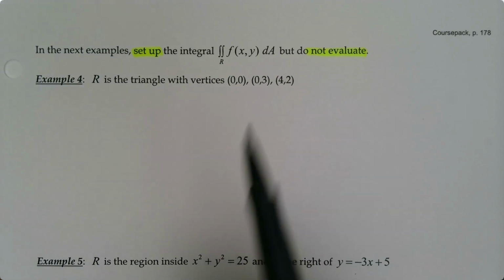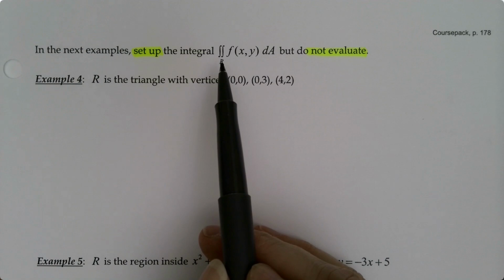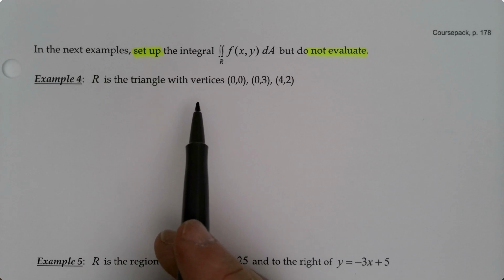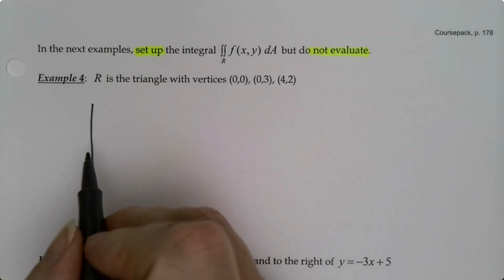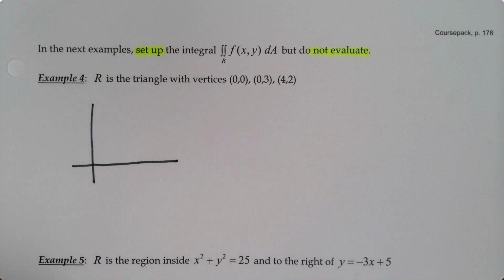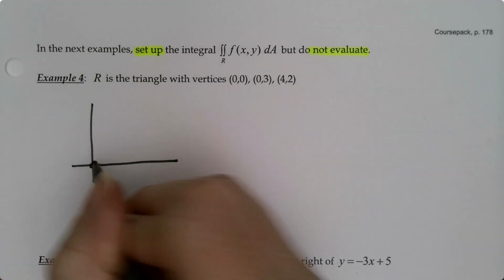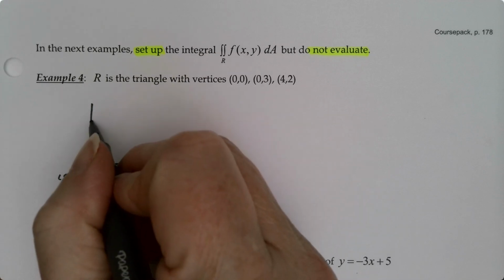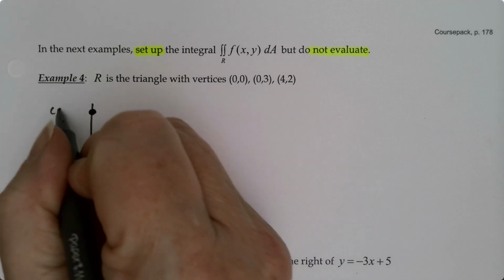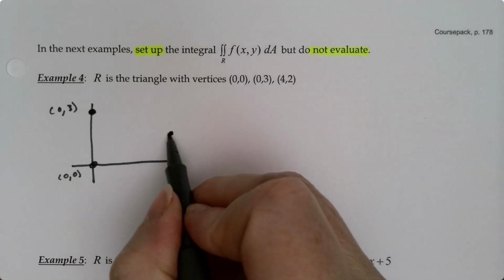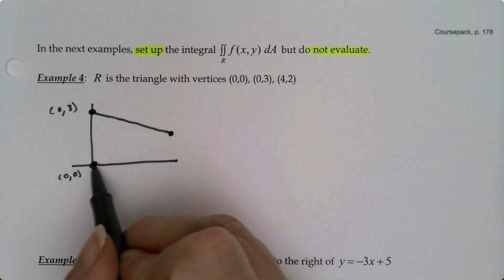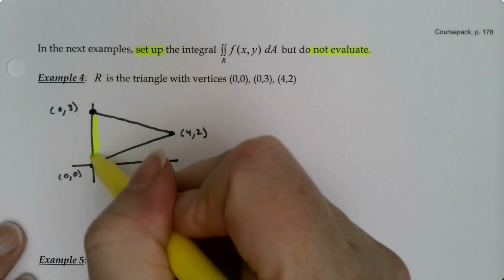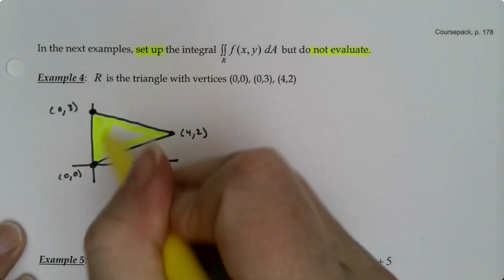So we want to set up the double integral over the region R of f of x, y, dA, but not evaluate it, where R is the triangle with vertices 0, 0, 0, 3, and 4, 2. Okay, so 0, 0 is right here, the origin. 0, 3 is up here. 4, 2 would be out here. So our region is that triangle in that zone.